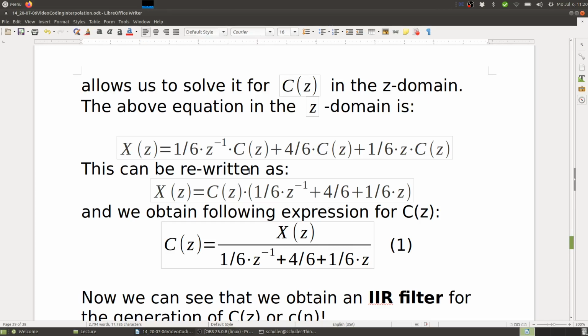So this can be rewritten as x of z equals C of z times all those factors, right? 1/6 z to the minus 1, plus 4/6, plus 1/6 times z. And this means we now have a formulation for C if we divide both sides by this factor. Then we have C of z equals x of z divided by this polynomial. So indeed, in the z domain we obtained a nice closed-form solution.